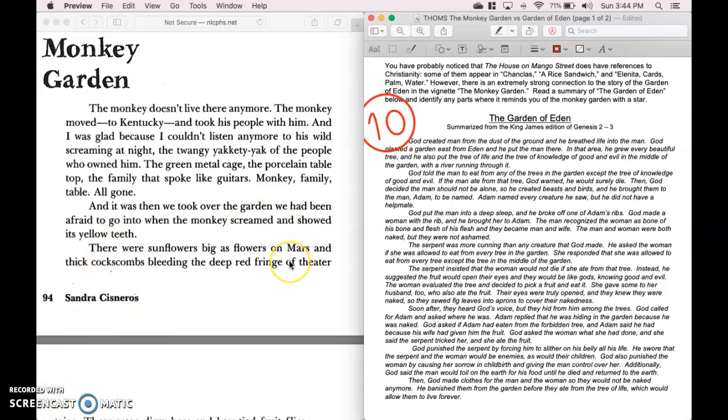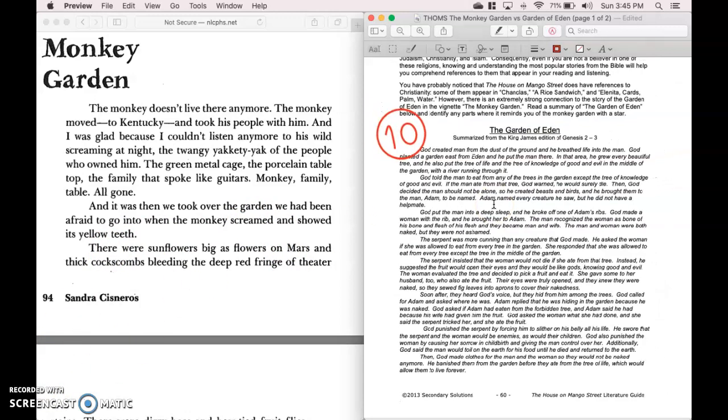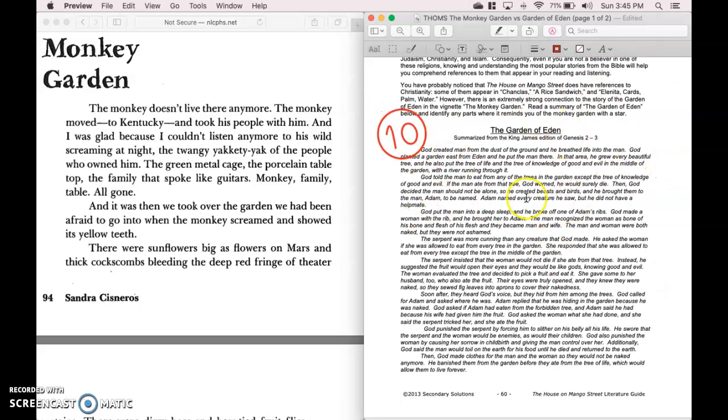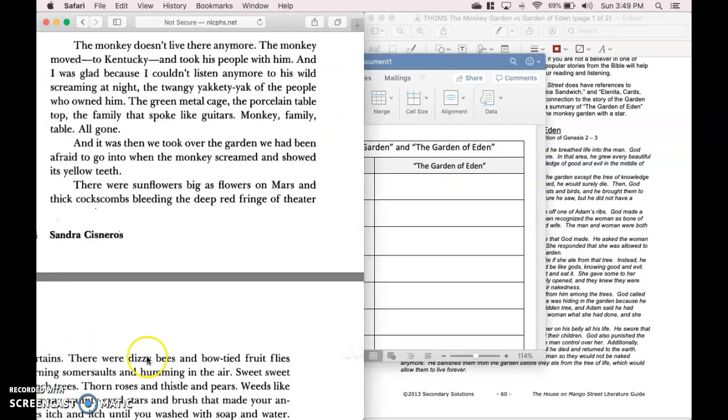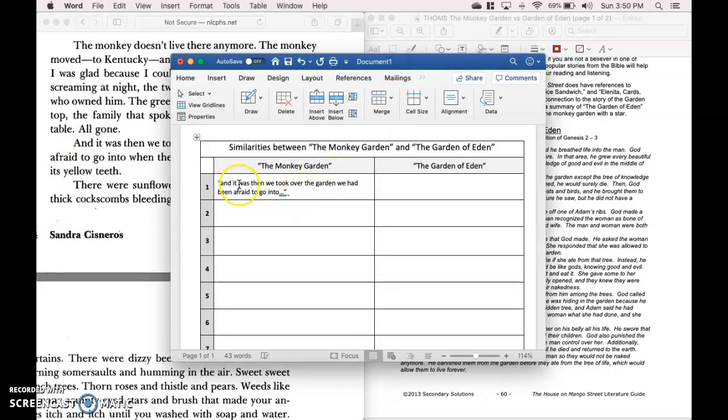So the way I would show this connection is two different ways. You can either write directly on this handout, or what I'm going to do is open up a Word document and keep track of the similarities in a Word document. I'm going to take this evidence here from the story. "And it was then that we took over the garden we had been afraid to go into." So this is a reference to the garden that exists in the neighborhood. I'm going to take that quote, and I'm going to put it in my chart right here.